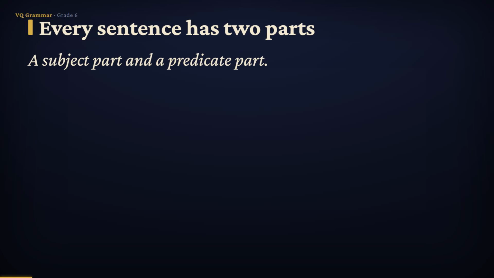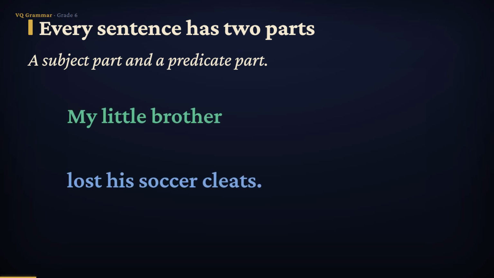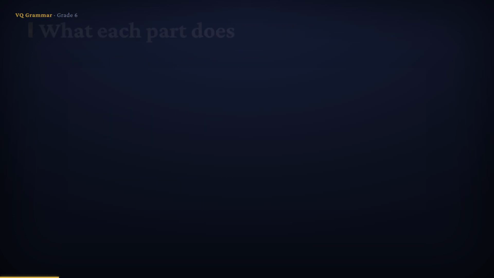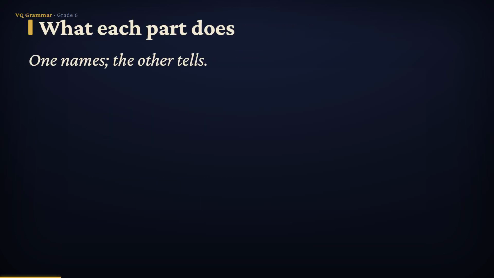Every sentence splits into two parts. Take this one. My little brother lost his soccer cleats. The first part, my little brother, is the subject part. The second part, lost his soccer cleats, is the predicate part. Subject part, then predicate part. Almost every sentence you'll ever read is built exactly like this. Two parts snap together. So what does each part actually do?